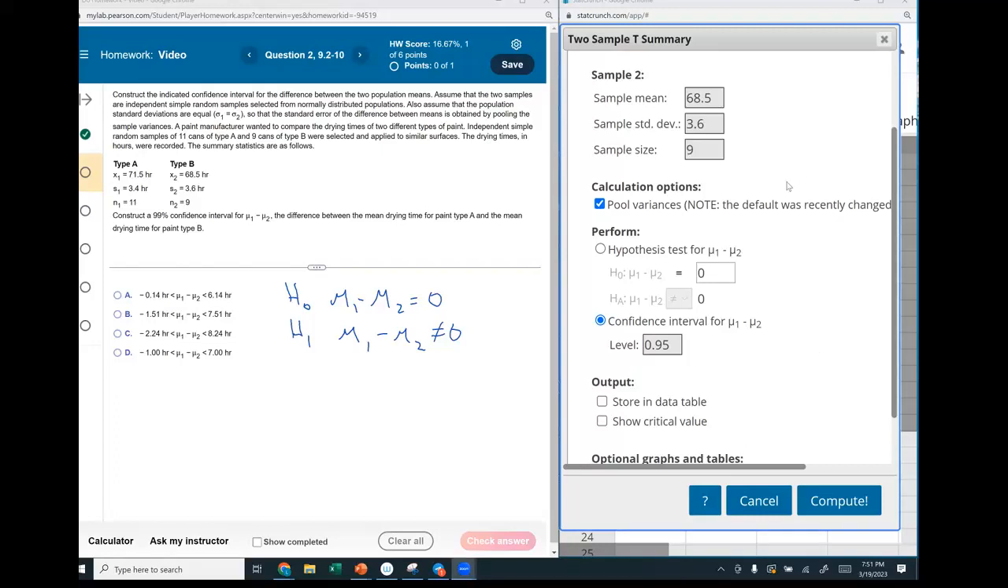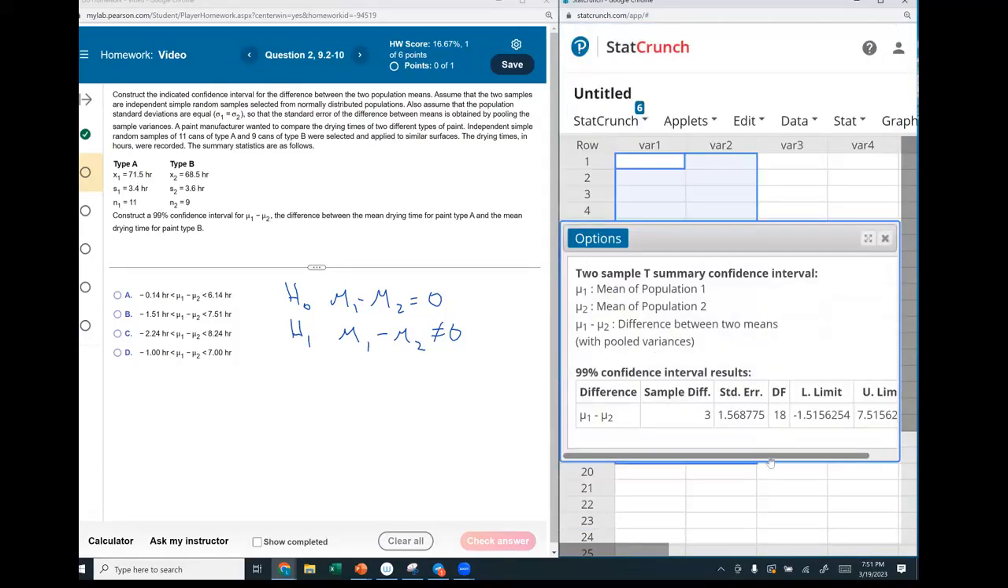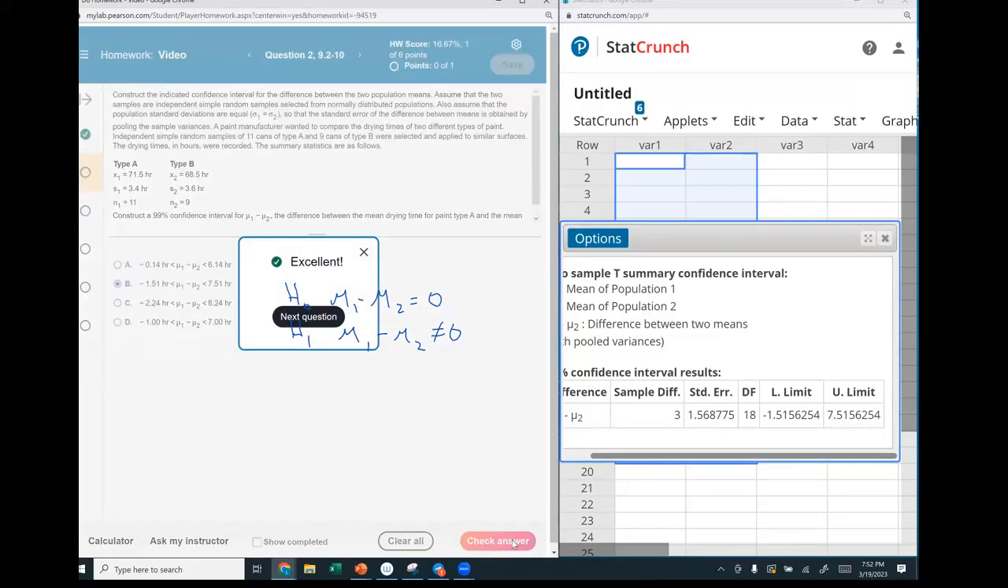we come over here and we say our confidence interval is 99% and compute. So my lower limit is 1.51. My upper limit is 7.51, 7.52 really, but I think this is the closest I can come. I check answer, and there we have it.